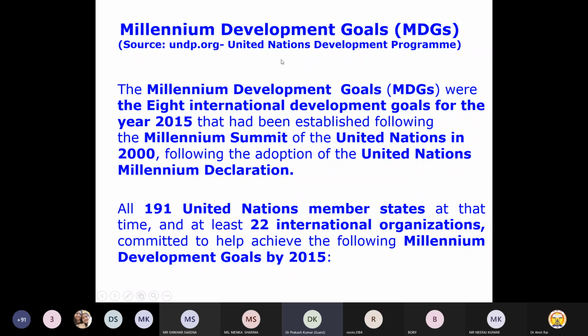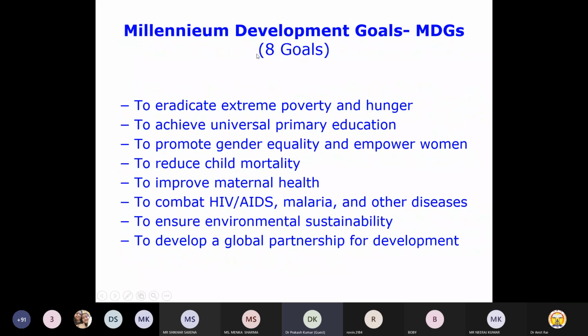In 2000, the MDG, Millennium Development Goals, was defined by the United Nations. 191 countries were members and 22 international organizations were there, and these goals were supposed to be achieved by 2015. How many goals were defined? 8 goals were defined. What were these goals? These were the goals: to eradicate extreme poverty and hunger, to reduce child mortality, to improve maternal health, and so on. So these were the 8 development goals which were supposed to be achieved by 2015.